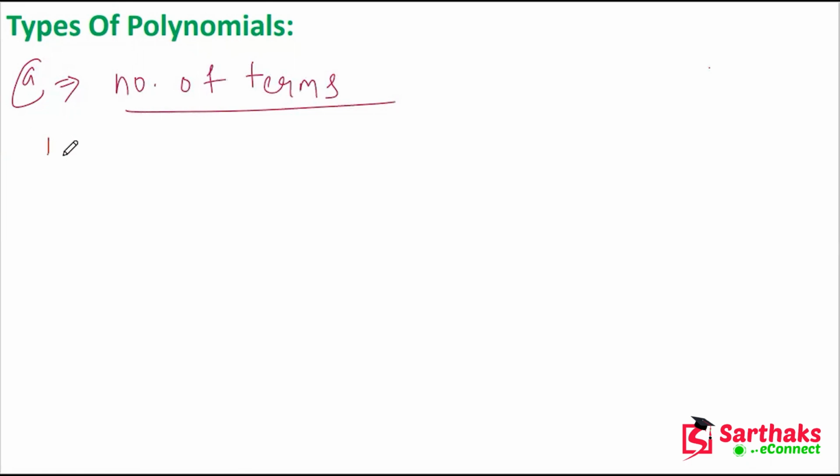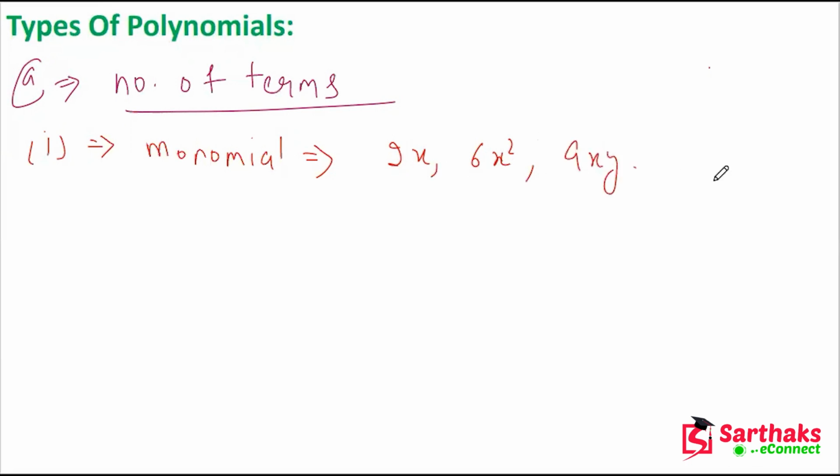The first part is monomial. What is a monomial? A polynomial with just one term. For example, 2x, 6x square, 9xy. These are polynomials with just one term, so these are called monomials.